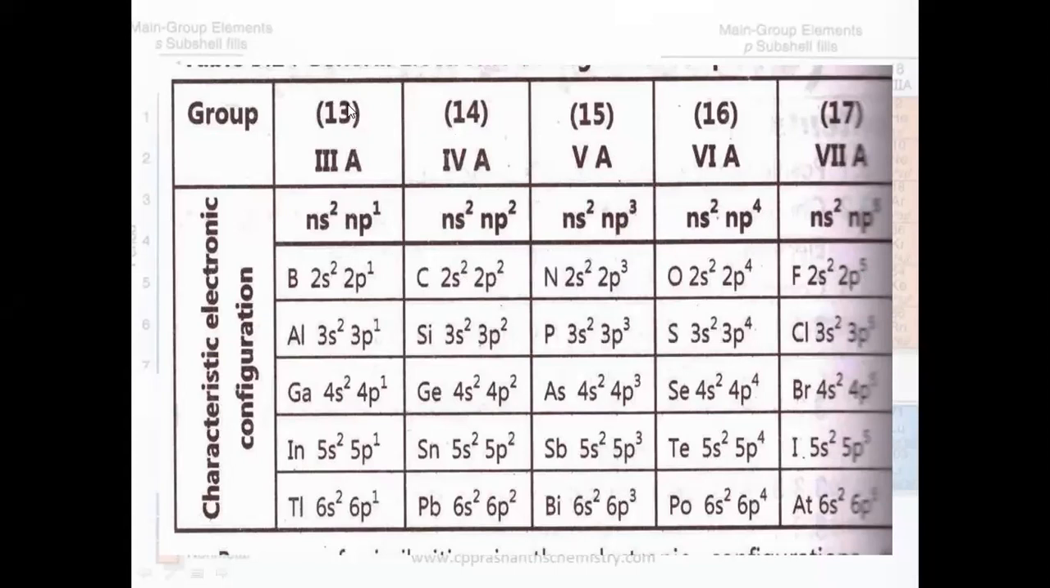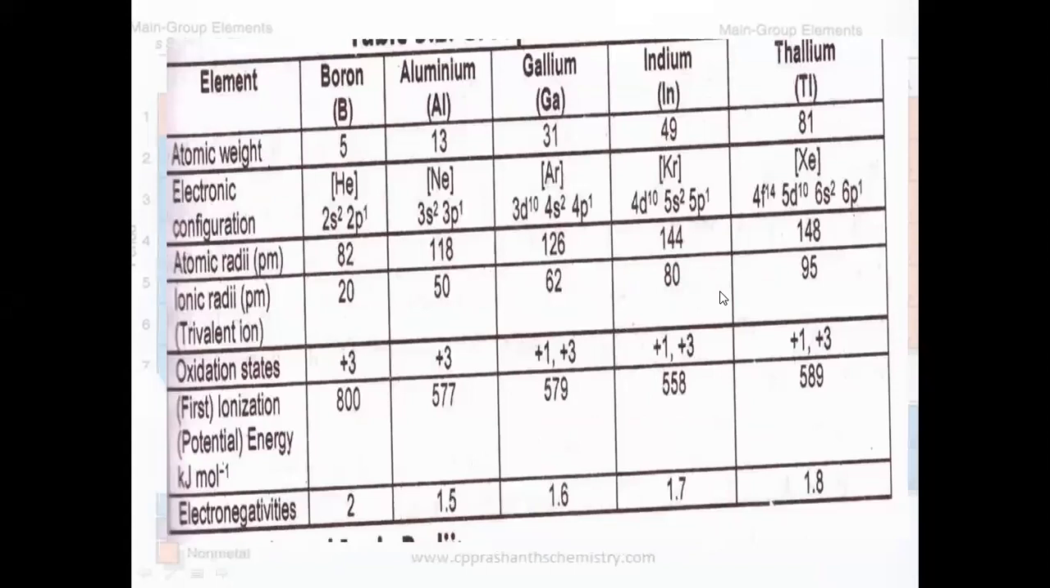So our studies are from groups 13, 14, and 15, that is, the boron group, carbon group, and nitrogen group. Last time I also explained the atomic weights and the electronic configuration. Here it is misprinted. The atomic numbers are 5, 13, 31, 49, and 81, from boron to thallium.